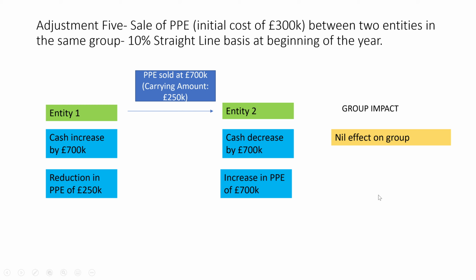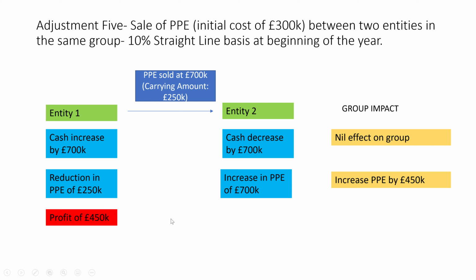So what's the net impact on the group? Basically, 700 minus 250 gives us 450. So we're seeing an increase in PPE by 450k. What's the other impact? Well, we're also making a profit in entity 1. The profit is the same as the sales price, 700k, minus the 250. So we're seeing a profit of 450k, but there's no movement on the other side. So our profit is increased by 450.